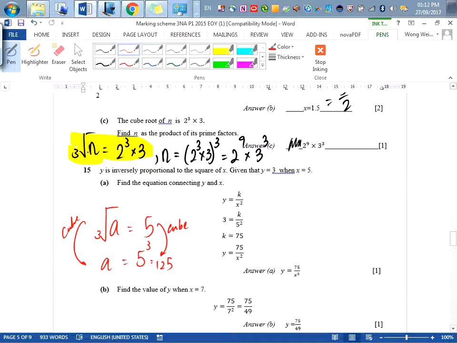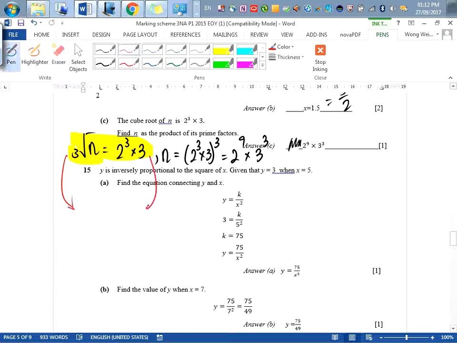So similarly, over here, I have cube root of n is 2 power 3 times 3. I want to find the value of n. I will need to cube. Here also cube. So 2 power 3 times 3 cube. Then I simplify to get this. Okay?